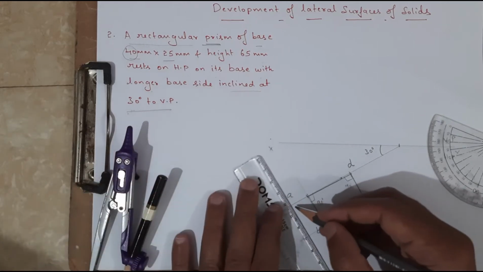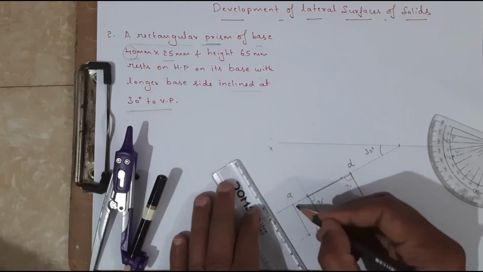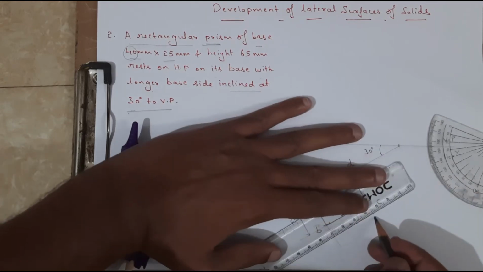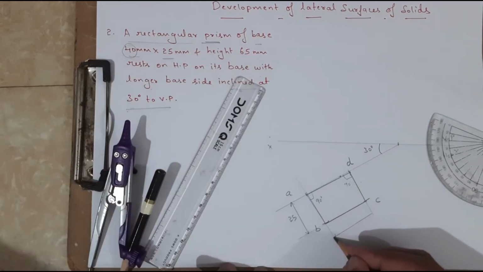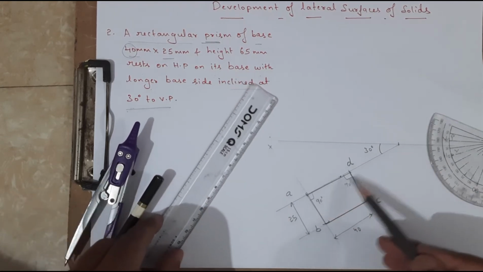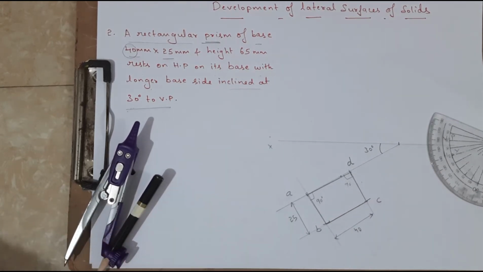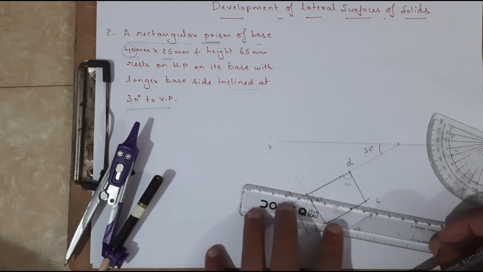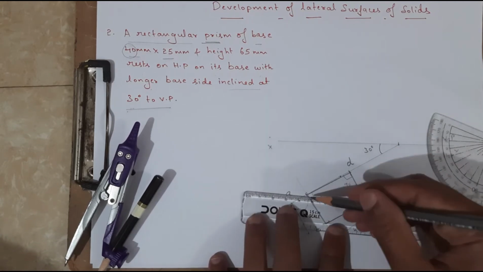So the smaller edge is how much? It is 25. Whereas this longer edge is how much? 40 mm. So what are they telling? This longer side is inclined at an angle of 30 degrees. So what next? We are going to draw the projections. So first we need to locate the center of this.